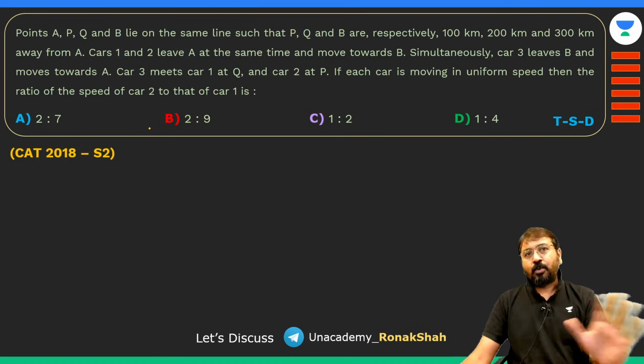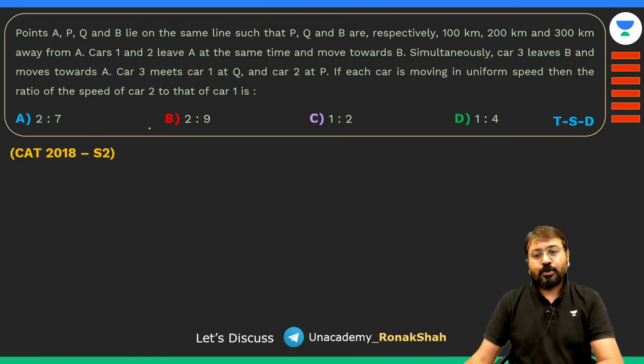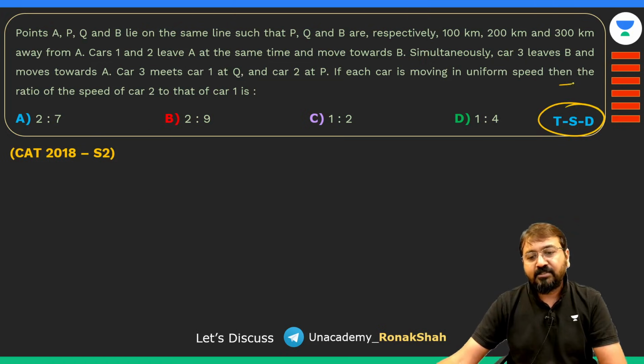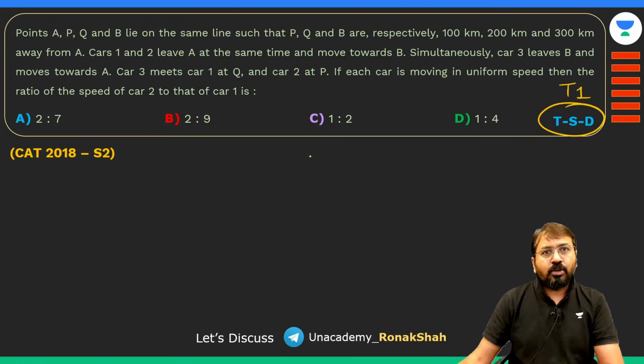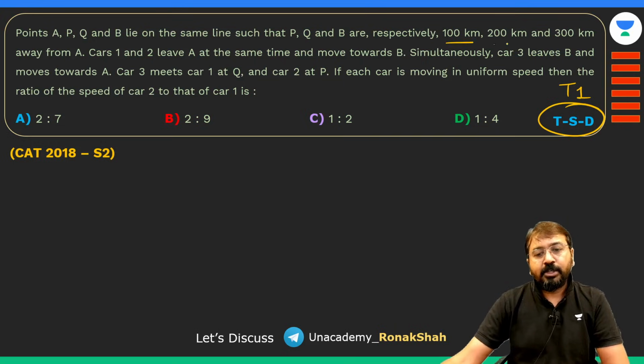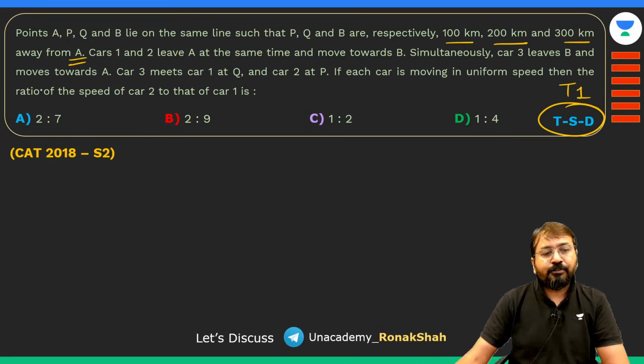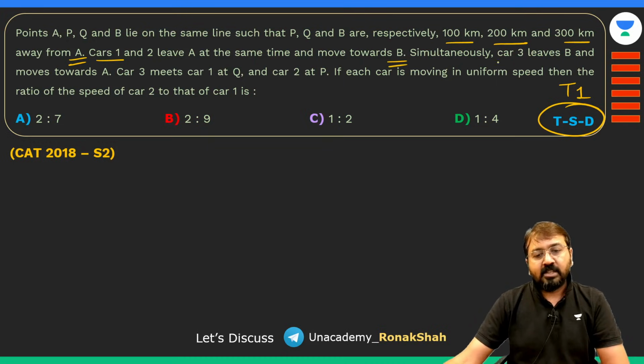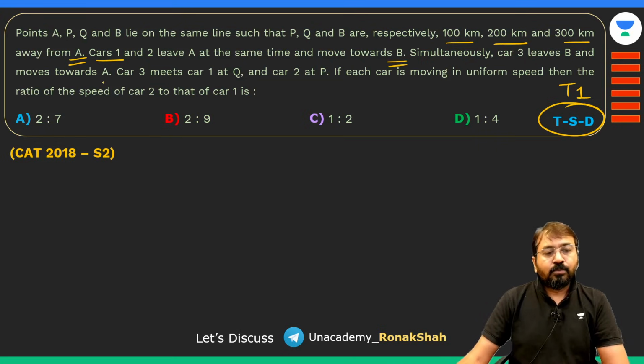So let's begin with the questions and let's look at each of them. The first variety of question, the T1 variety, which is just based on the relationship between time, speed and distance, is on your screen, and let's see how to solve this question. The question says that points A, P, Q and B lie on the same line such that P, Q and B are respectively 100 km, 200 km and 300 km away from A. Car 1 and 2 leave A at the same time and move towards B. Simultaneously, car 3 leaves B and moves towards A.